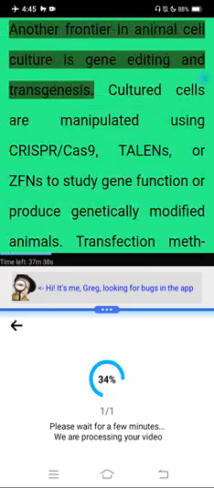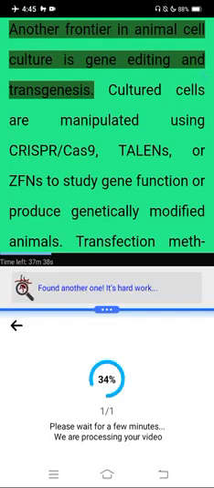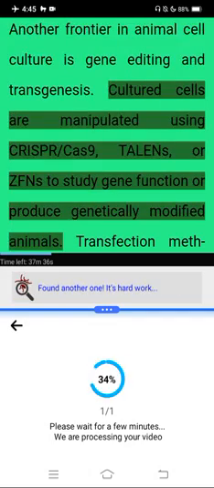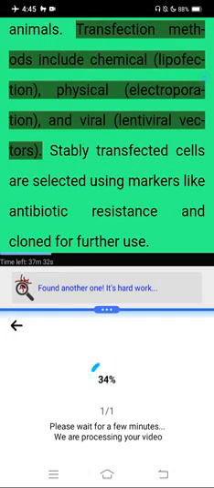patient-specific therapeutic options. Another frontier in animal cell culture is gene editing and transgenesis. Cultured cells are manipulated using CRISPR-Cas9, TALENs, or ZFNs to study gene function or produce genetically modified animals. Transfection methods include chemical, lipofection, physical, electroporation, and viral, lentiviral vectors.